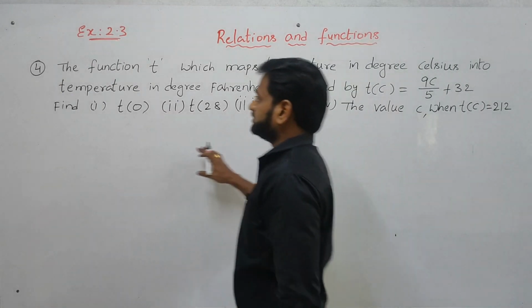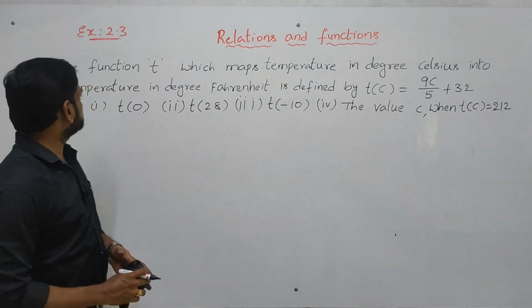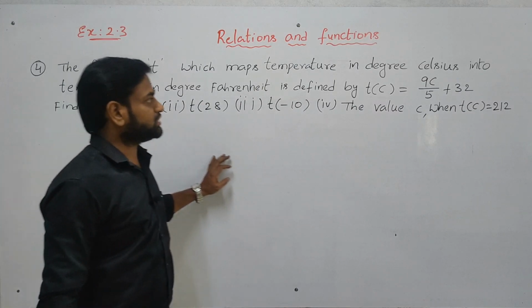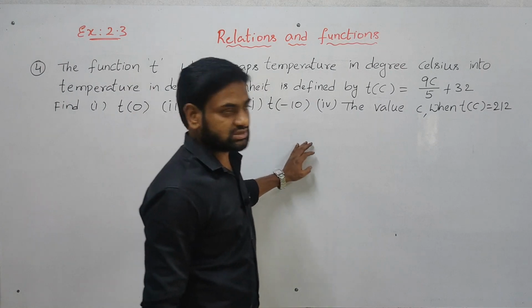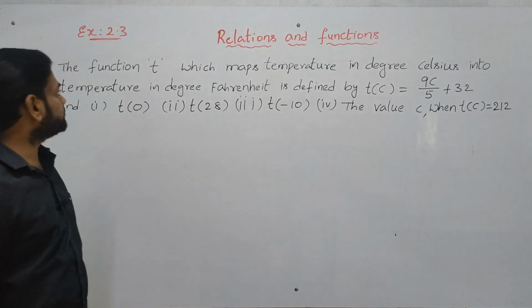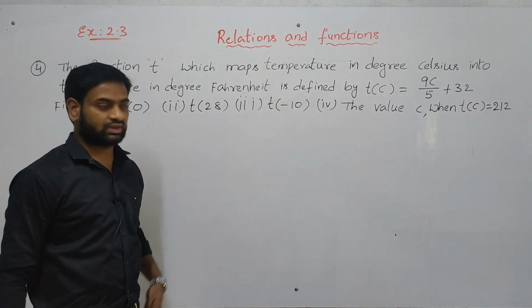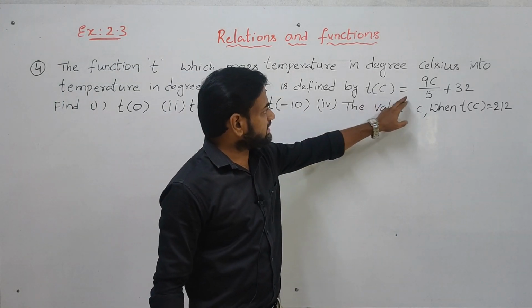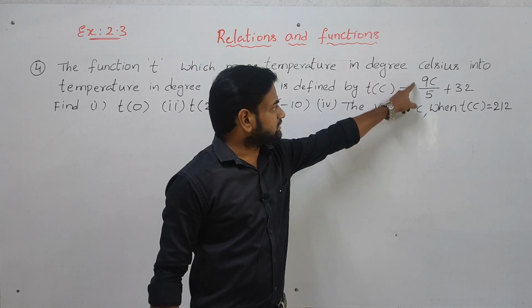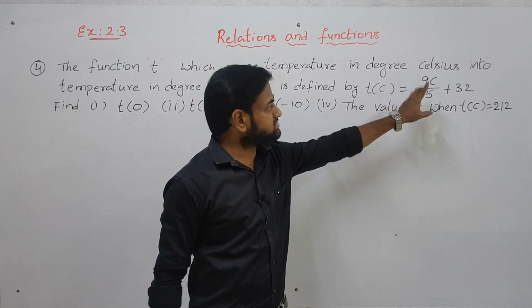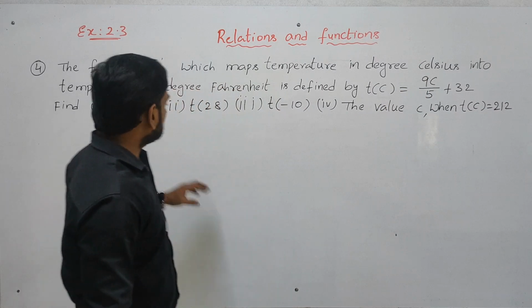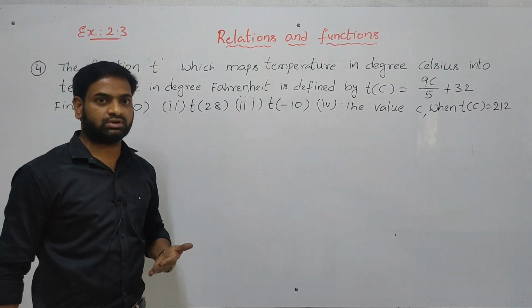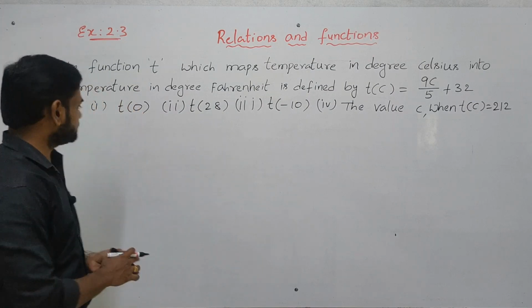Let us see the next problem, the fourth. The function t which maps temperature in degree Celsius into temperature in degree Fahrenheit is defined as t of c is equal to 9c by 5 plus 32. Now we have to find these values. As in the previous problem, we can find these values.